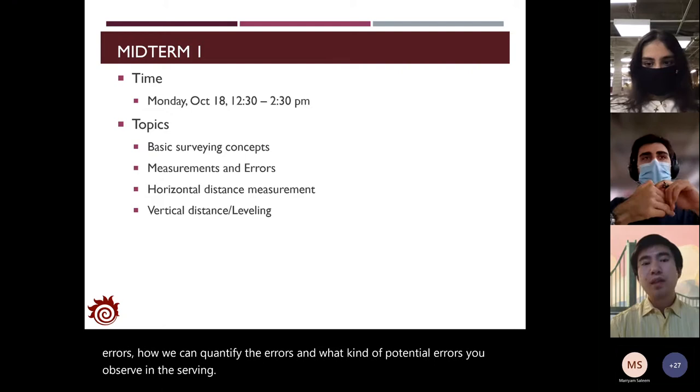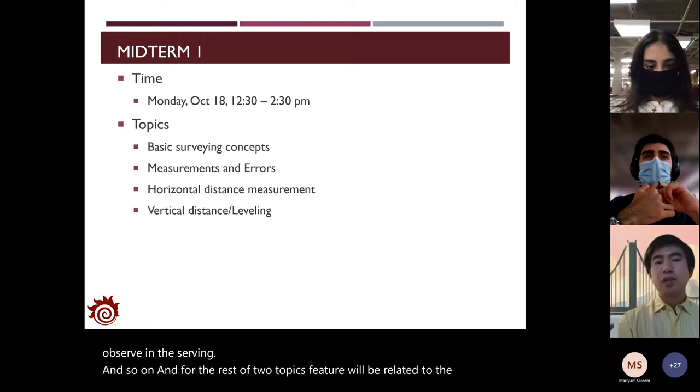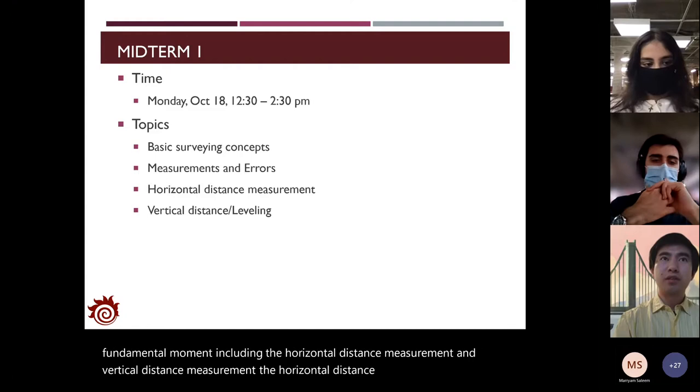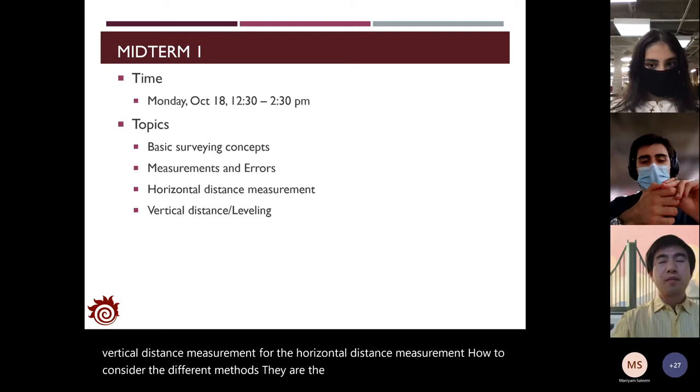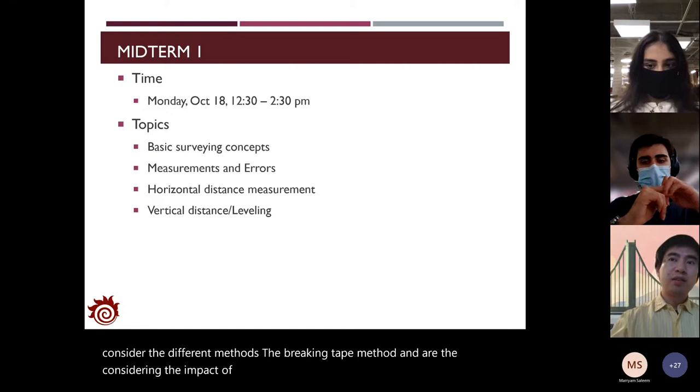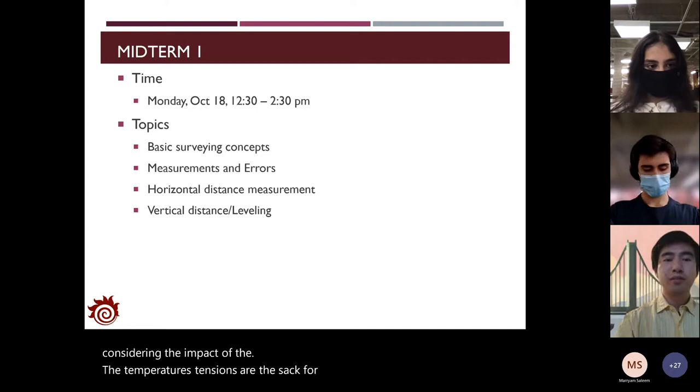And the rest of the 2 topics are related to the fundamental measurements, including the horizontal distance measurement and the vertical distance measurement. For the horizontal distance measurement, you have to consider the different methods, the breaking tape method, and considering the impact of the temperatures, tensions, and the sag for the correction of the distance measurement.